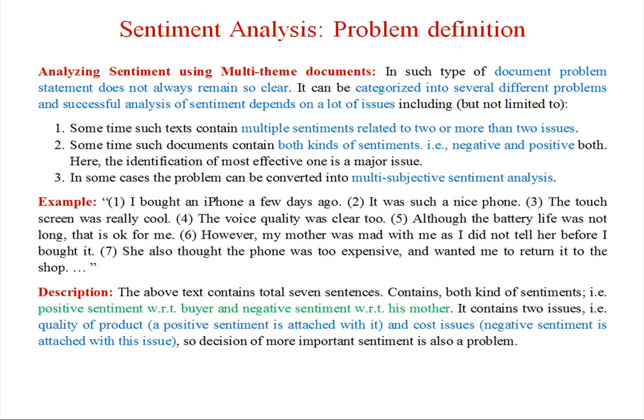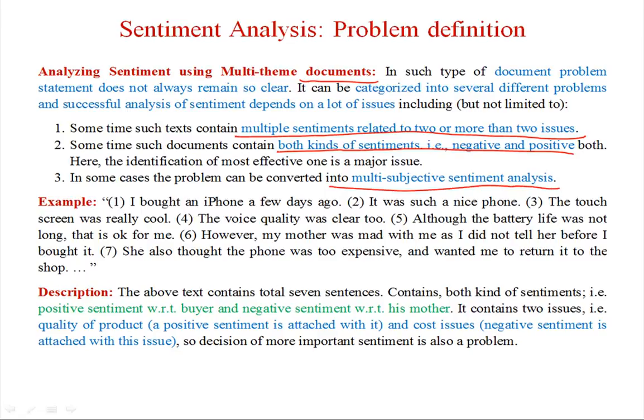Now, analyzing the sentiment using multi-theme documents. In such documents, the problem statement is not always clear and it can be categorized into several different problems, and successful analysis of sentiment depends on a lot of issues. For example, sometimes a text document contains multiple sentences related to two or more issues, with both negative and positive sentiments in the same sentence. In some cases, problems can be converted into multi-subjective sentiment analysis.